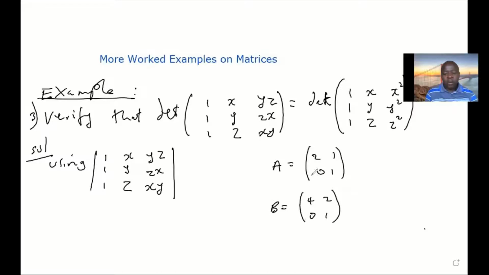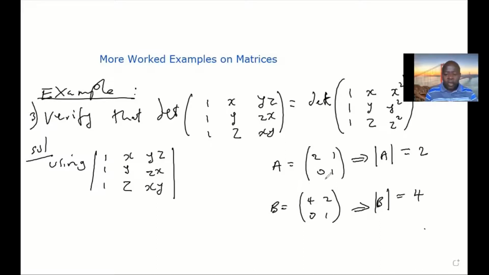So what will then happen is that the determinant of B will be the determinant of A times 2. Let's see what the determinant of A is. The determinant of A is just 2 minus 0. So I expect that the determinant of B will be this 2 times the constant we multiplied. So that would give us 4, and that's what you see here.